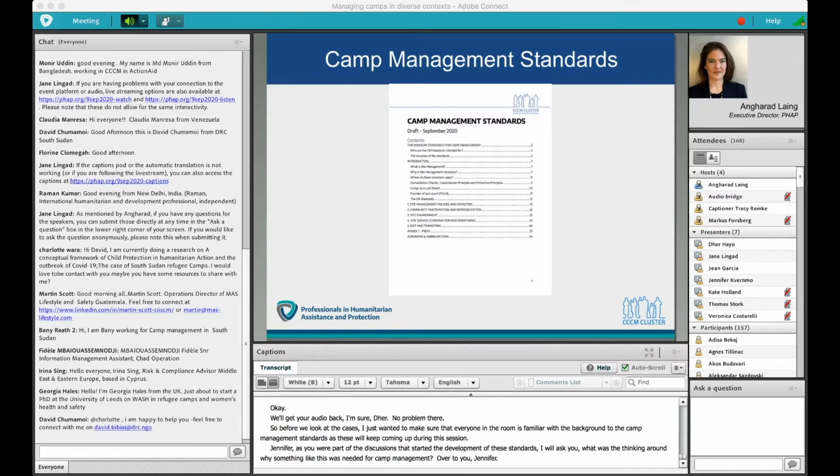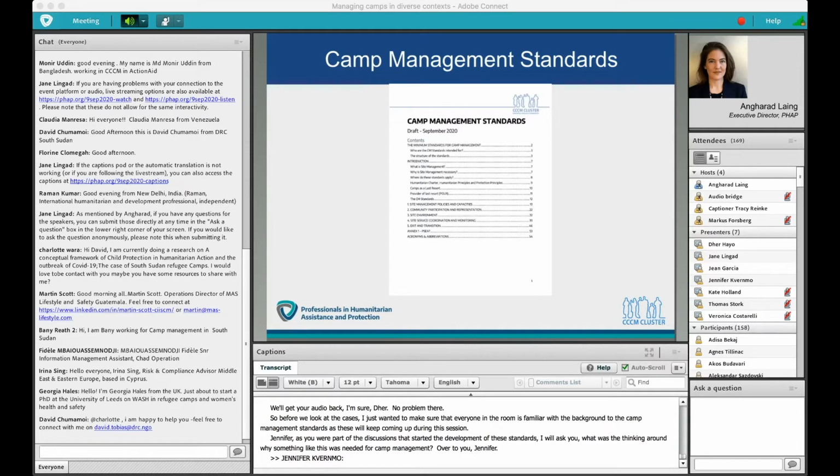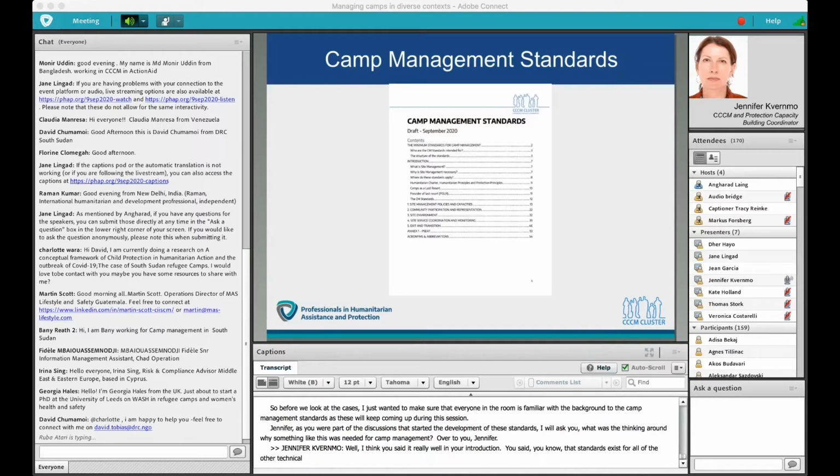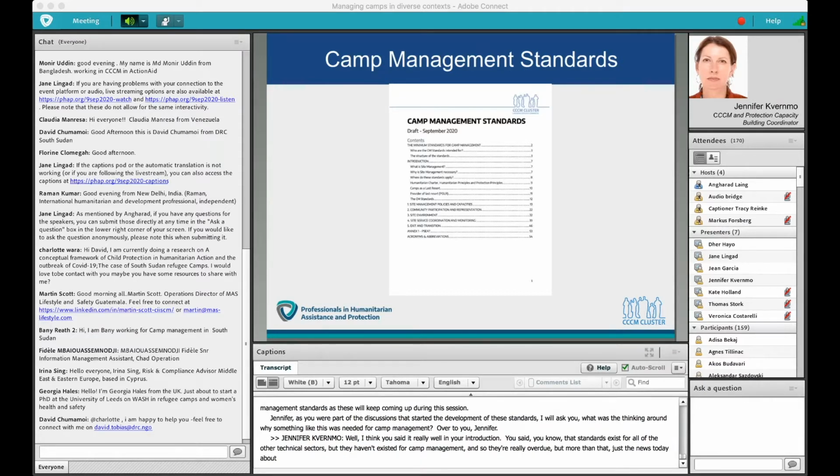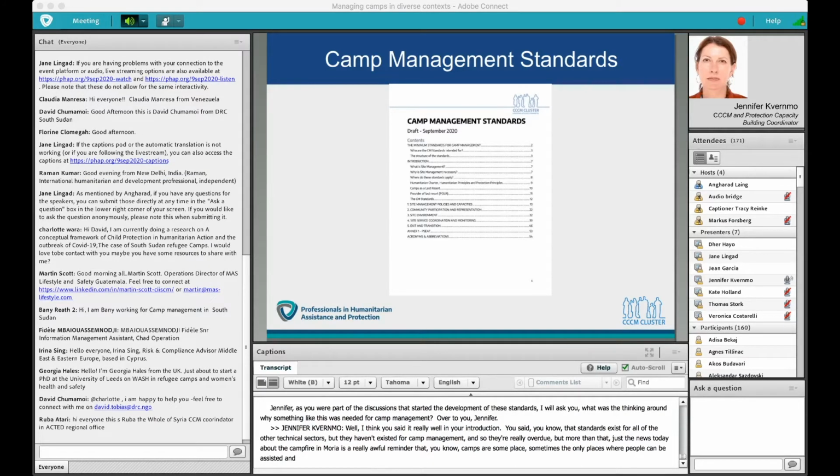Well, I think you said it really well in your introduction, Harold, that standards exist for all of the other technical sectors, but they haven't existed for camp management, and so they're really long overdue. But more than that, just the news today about the fire in Moria is a really awful reminder that camps are sometimes the only places where people can be assisted, and everyone who's working in a camp or who is responsible in them needs to know how to raise up those rights.